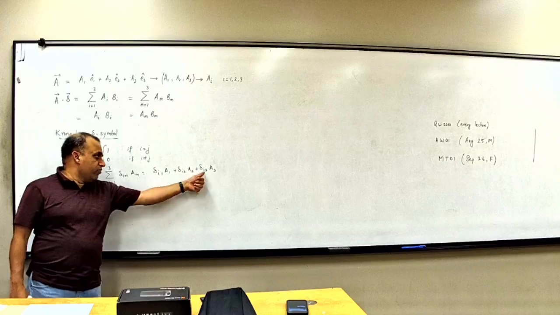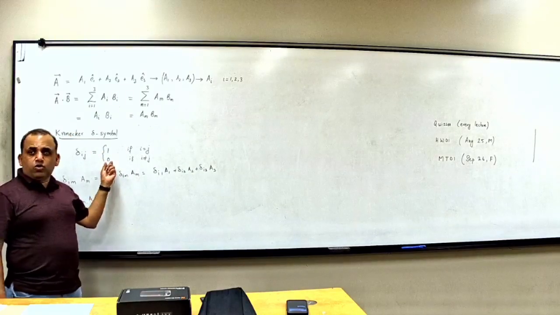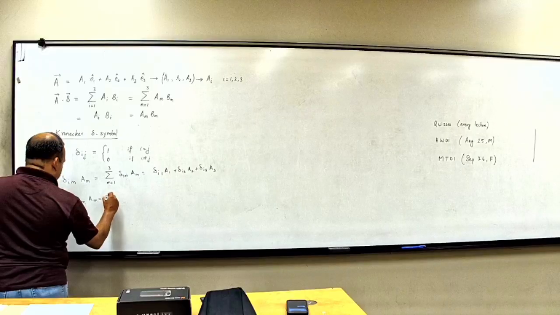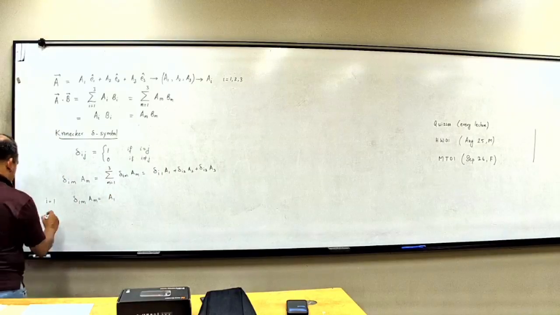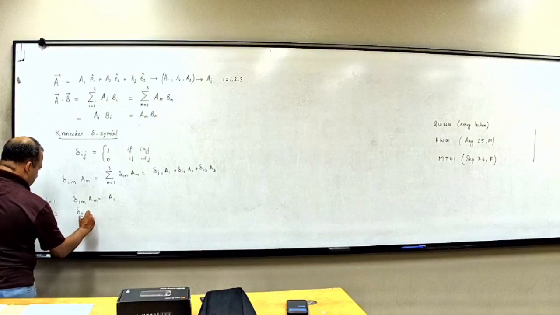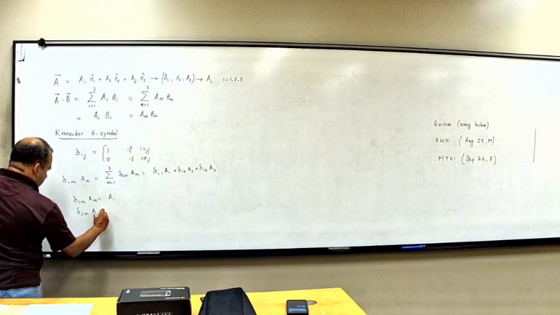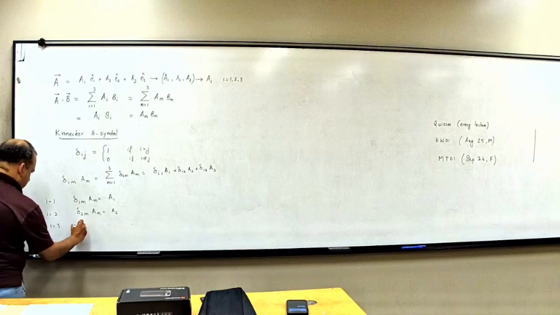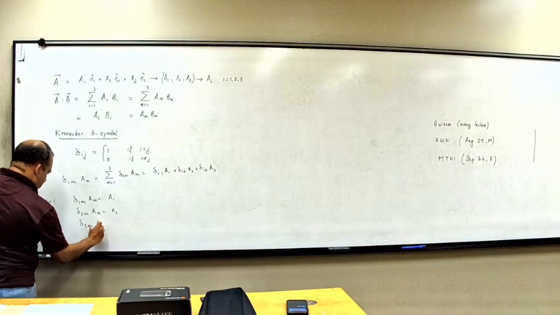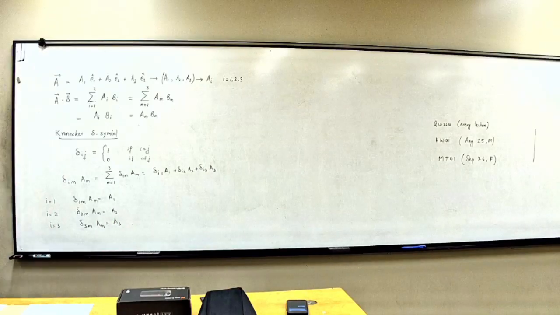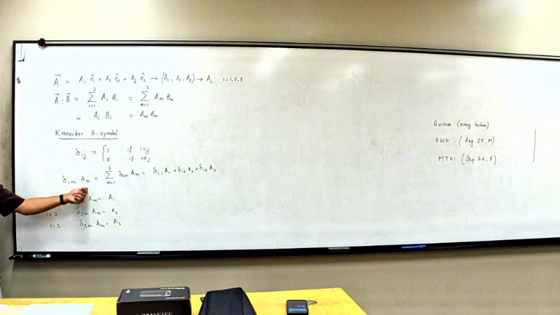This is δ12 and δ13. Whenever it's not equal, it is equal to 0, and you learn that this is equal to a1. If i is equal to 2, this is δ2m am, and that's a2. And if i is equal to 3, it's δ3m am, that's equal to a3. All this information is there in this equation.